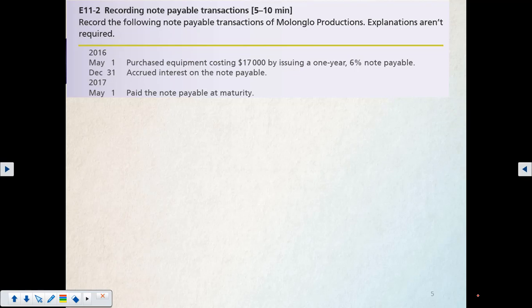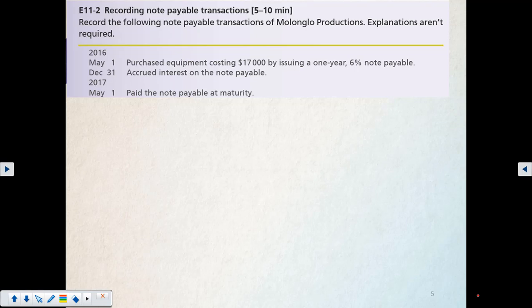What are you doing there? Looking for the slide. Which slide? This slide or last class slide? No, the previous one. Equipment, notes payable, interest.